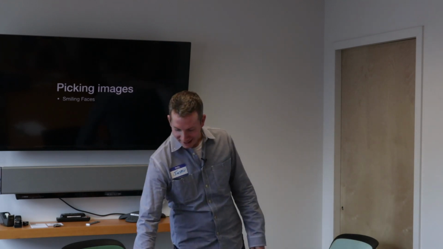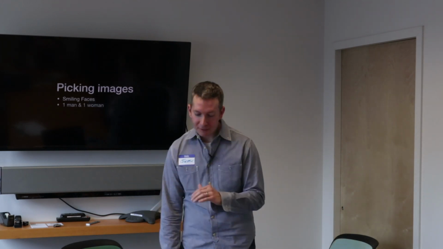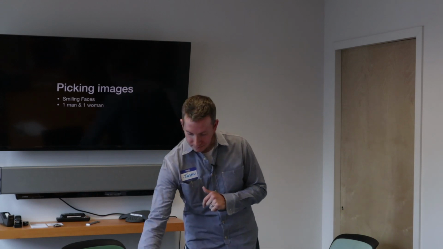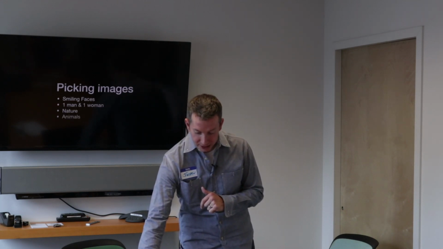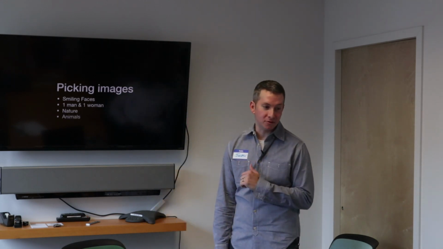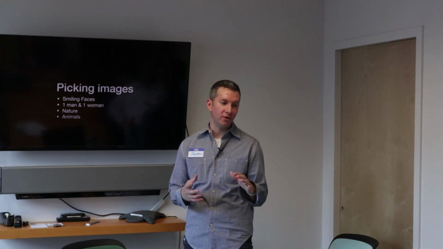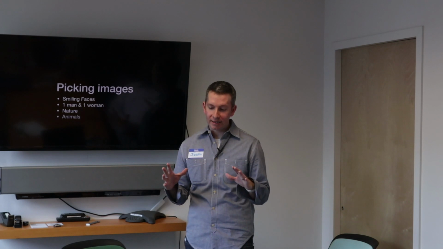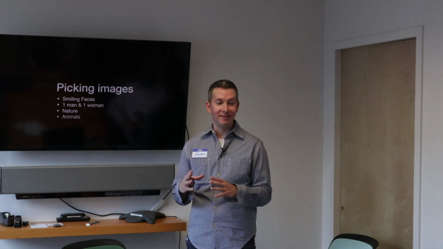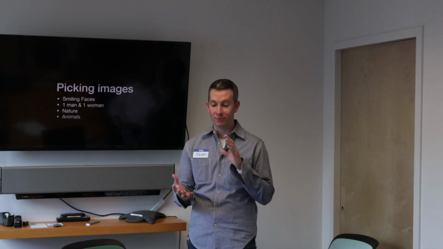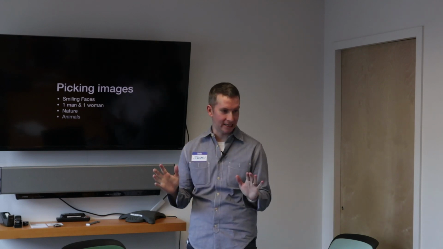So one of the things that Facebook really likes is smiling faces, obviously, right? Facebook, it's in the name. It also likes pictures with one man and one woman. It also likes pictures of nature. It also likes pictures with animals in it. So even if your image doesn't exactly relate to whatever your offer is, that's not necessarily the objective, right? The objective of an image is to grab people's attention, right? That's it.